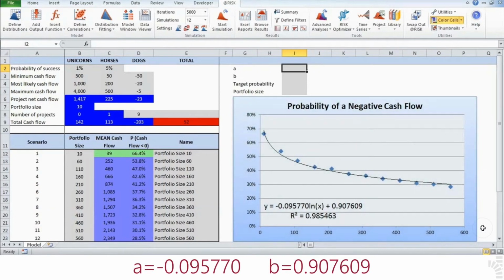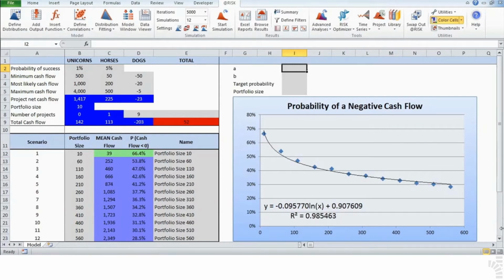Given a equals minus 0.095770, and b equals 0.907609. We now solve for different values of probability.